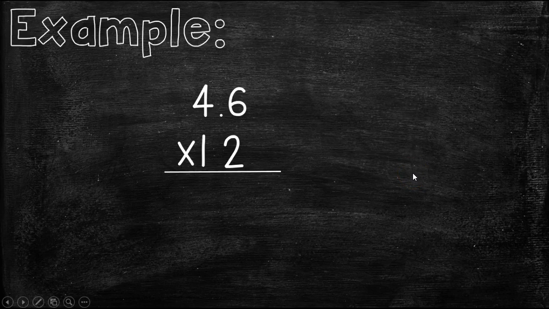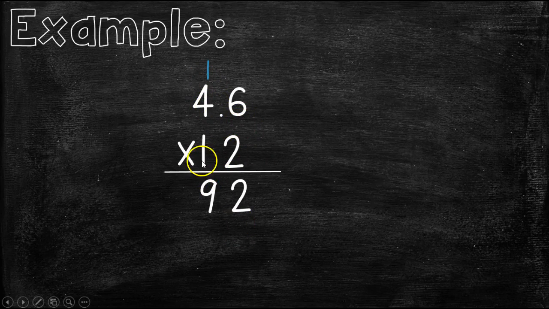So here we have an example. We have 4 6/10 times 12. So we're going to start out and we're just going to multiply this like we normally would, and we're going to pretend like that decimal point isn't even there. So we're going to start off by doing 6 times 2, which is 12. We're going to carry the 1. 4 times 2 is 8. Add 1, and that's 9.